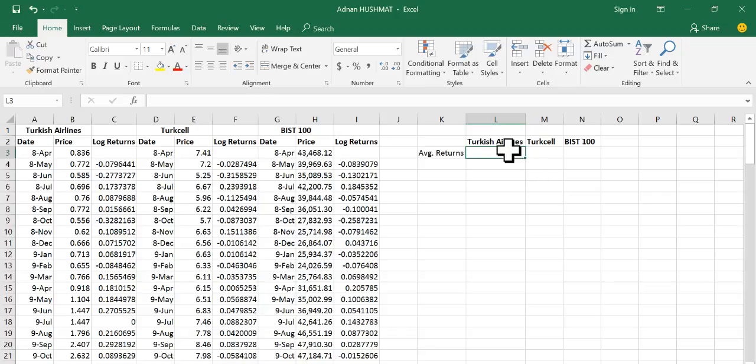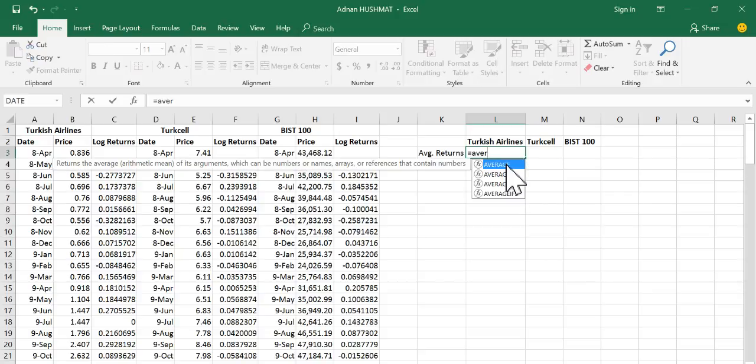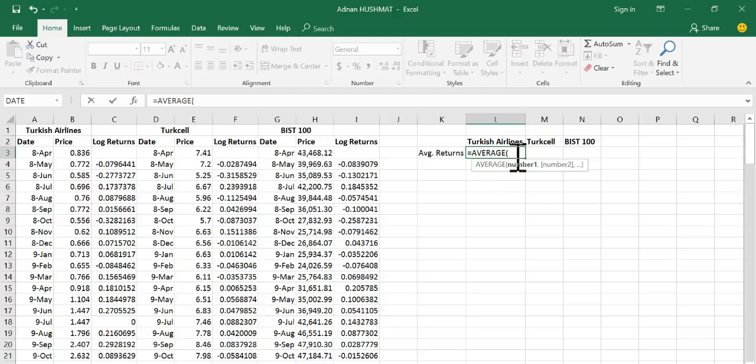So I come here again. I press equal to, so I write average, and we're going to calculate the average. You see here, the average comes here. Just double click on it. It will come like this. So number 1, 2, 3. So we are doing it for Turkish Airlines log returns.